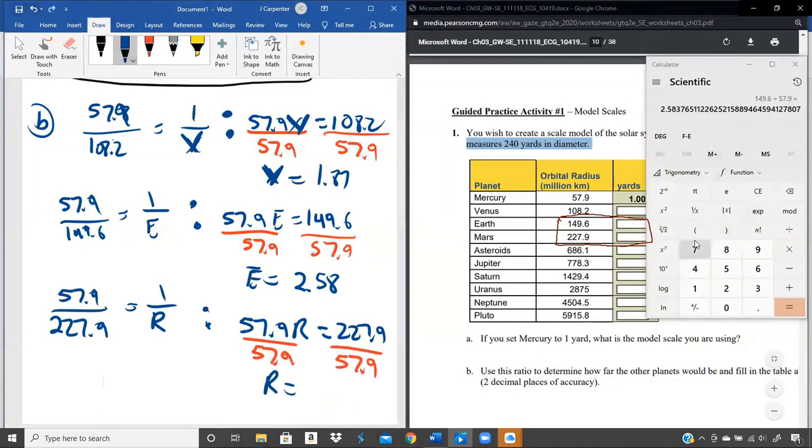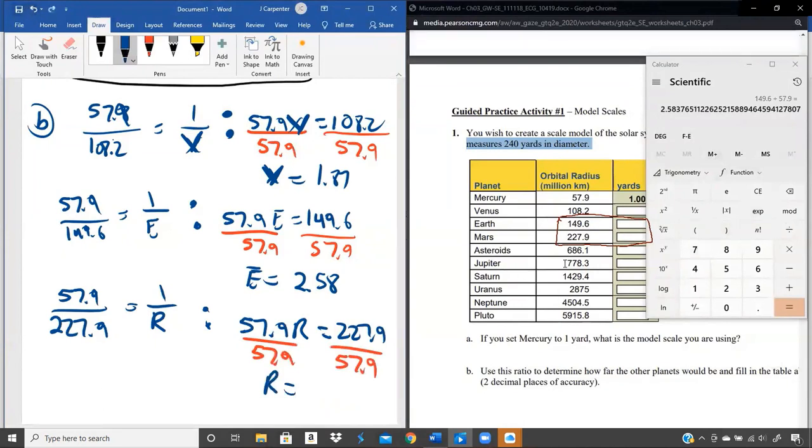If you get used to the repetition, you'll go, oh, okay, well, I take the Jupiter number and divide it by the Mercury number. I take the Uranus number and divide it by the Mercury number. I take the Pluto number and divide it by the Mercury number. It would get you the answers a lot quicker. It would be efficient.